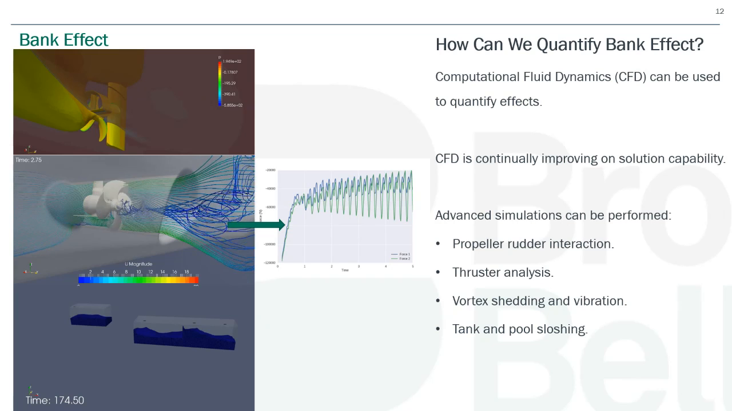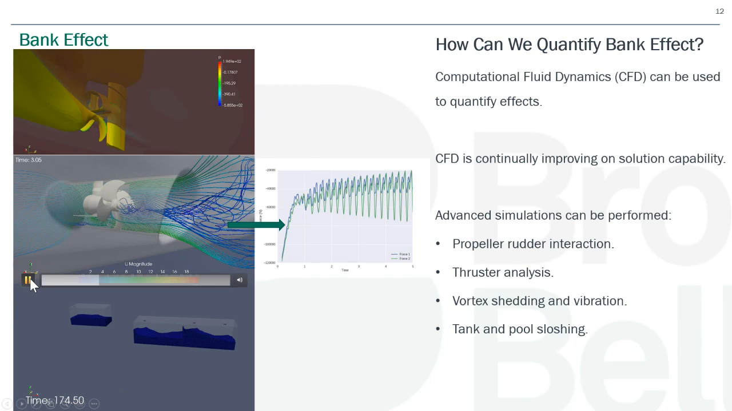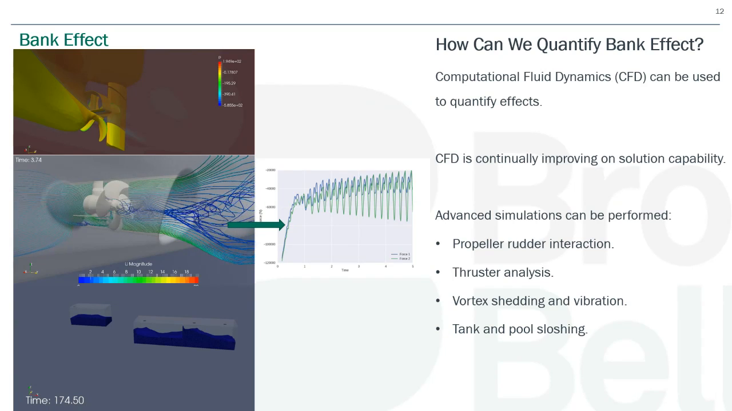And so you can output forces at any point in your solution. In this case, it was on the thruster blades. And for different physical geometries, you can assess how that affects, in this case, vibration forces acting on that thruster.